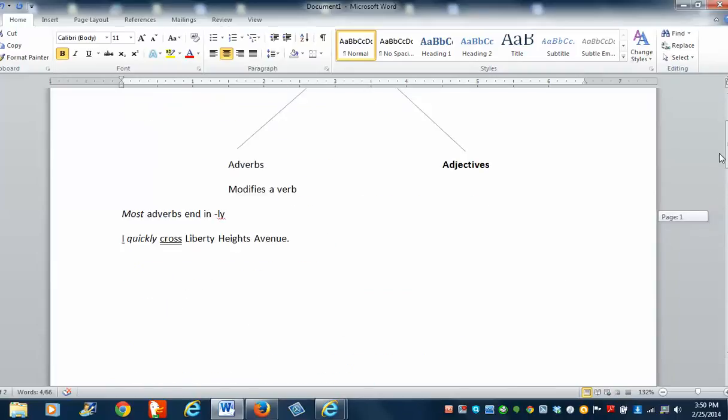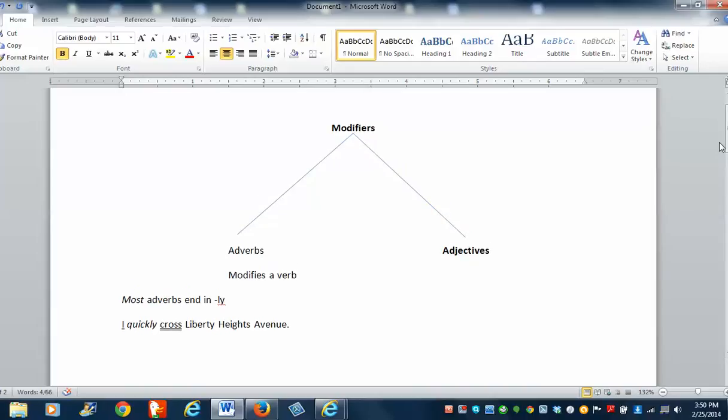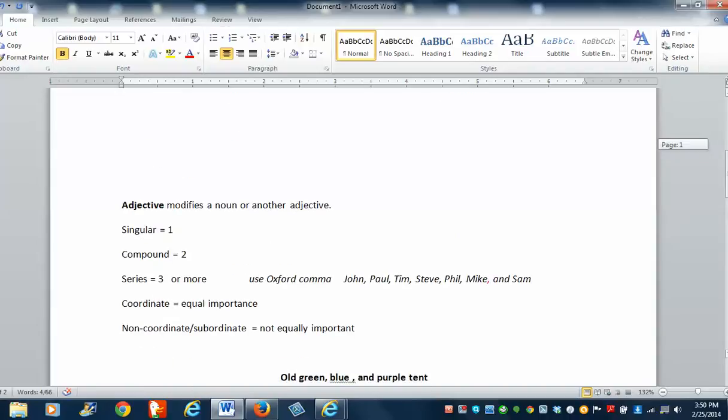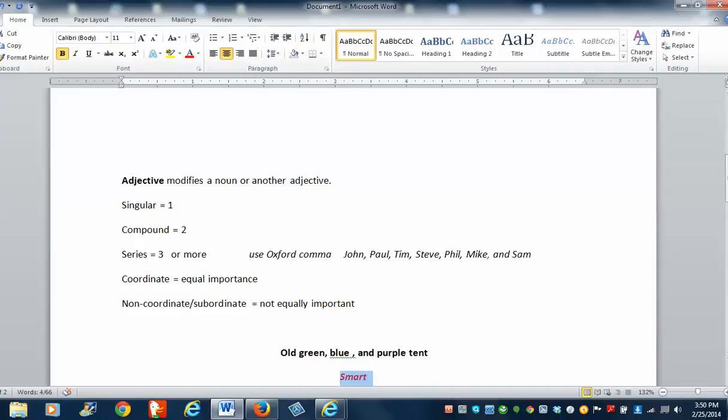There's a little overview of modifiers, adverbs, and adjectives. Adverbs, again, modify a verb, most end in ly. Adjectives modify a noun or another adjective. And I even folded in a little bit about compounds and series and Oxford commas, coordination and non-coordination, also known as subordination. And that's a wrap. That's all I'm going to say about it in this webinar.